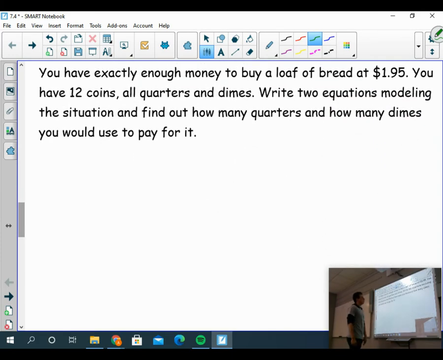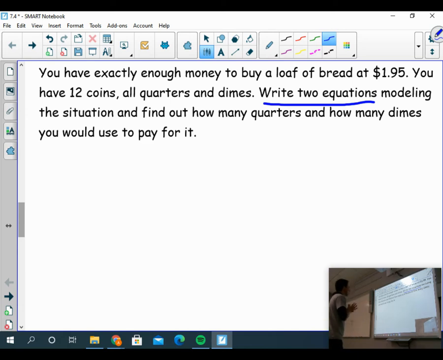You have exactly enough money to buy a loaf of bread at $1.95. You have 12 coins, all quarters and dimes. Write 2 equations modeling the situation and find out how many quarters and how many dimes you would use to pay for it. Now, in this example, I am going to write out the 2 equations, but if you believe you have a better way of solving it, of just thinking it through and meeting both criteria, be my guest, go for it.